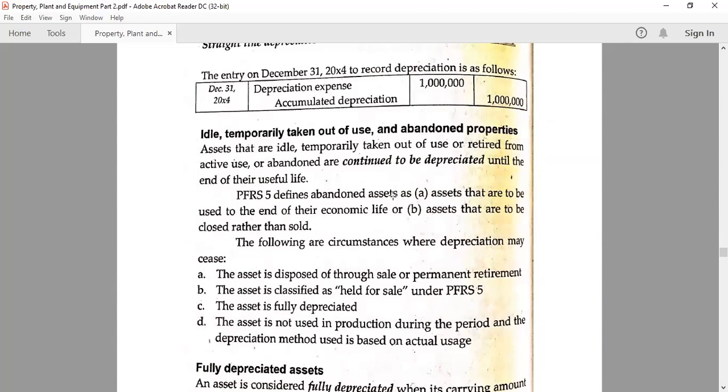Next, for idle, temporarily taken out of use and abandoned properties, meaning not utilized for the meantime, we are going to continue depreciating them.